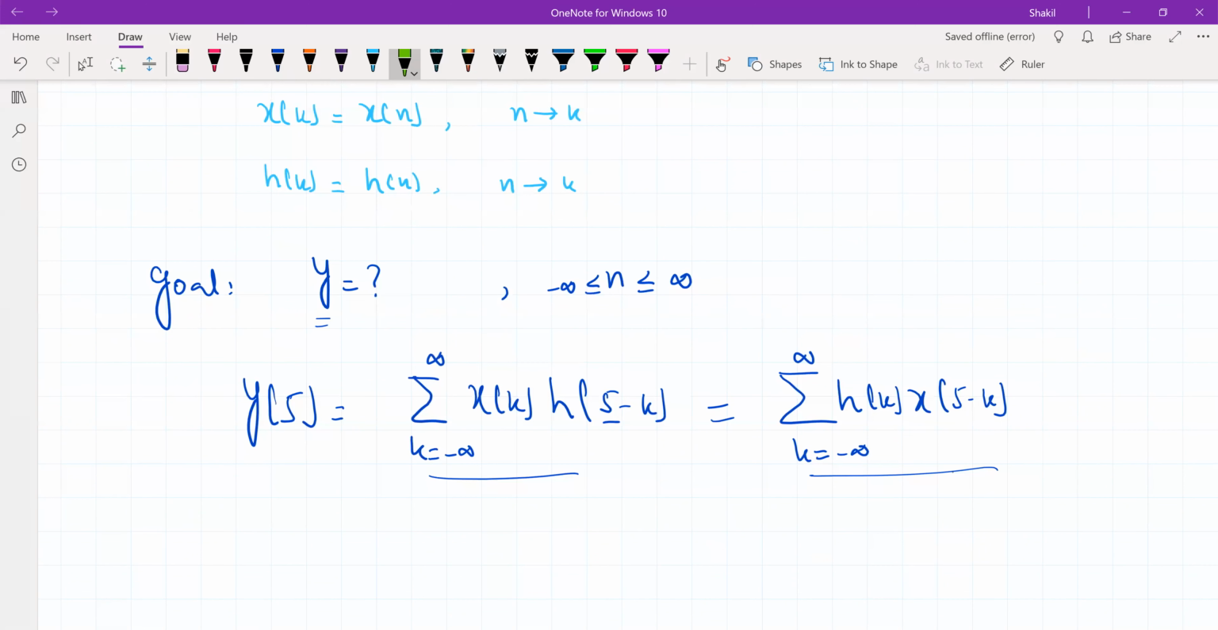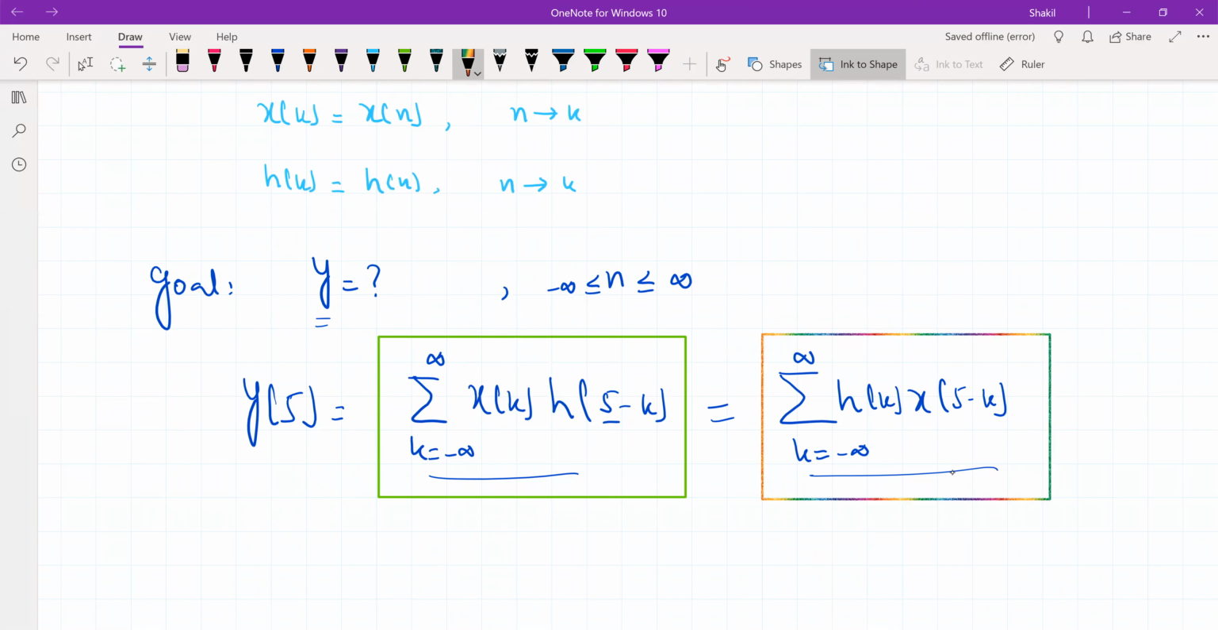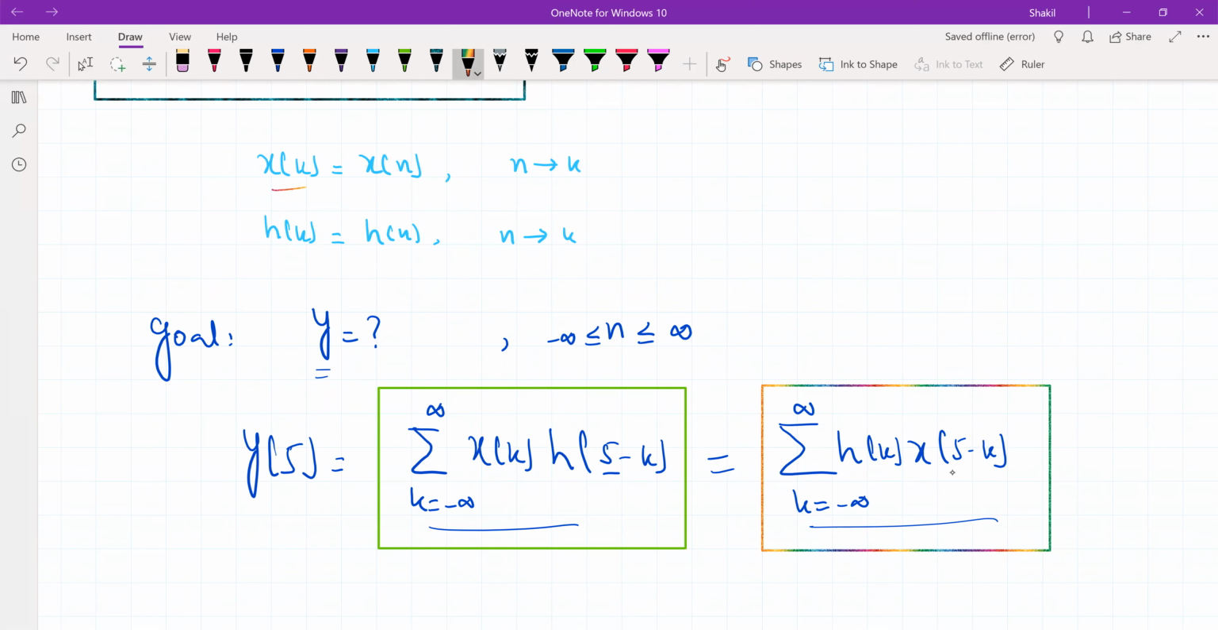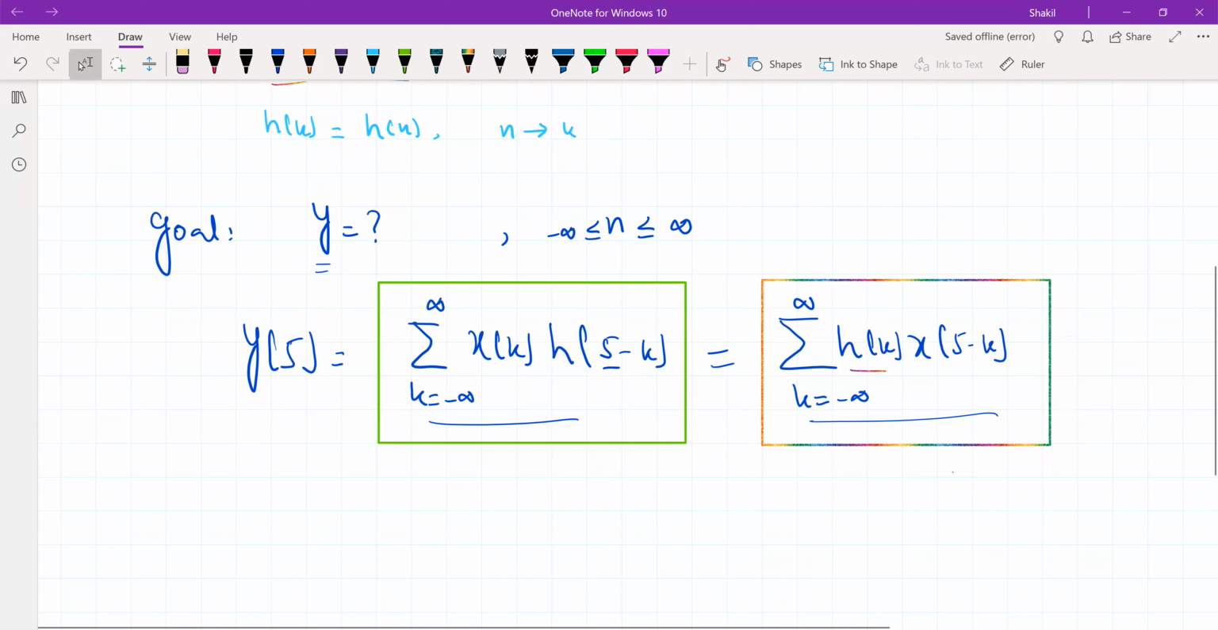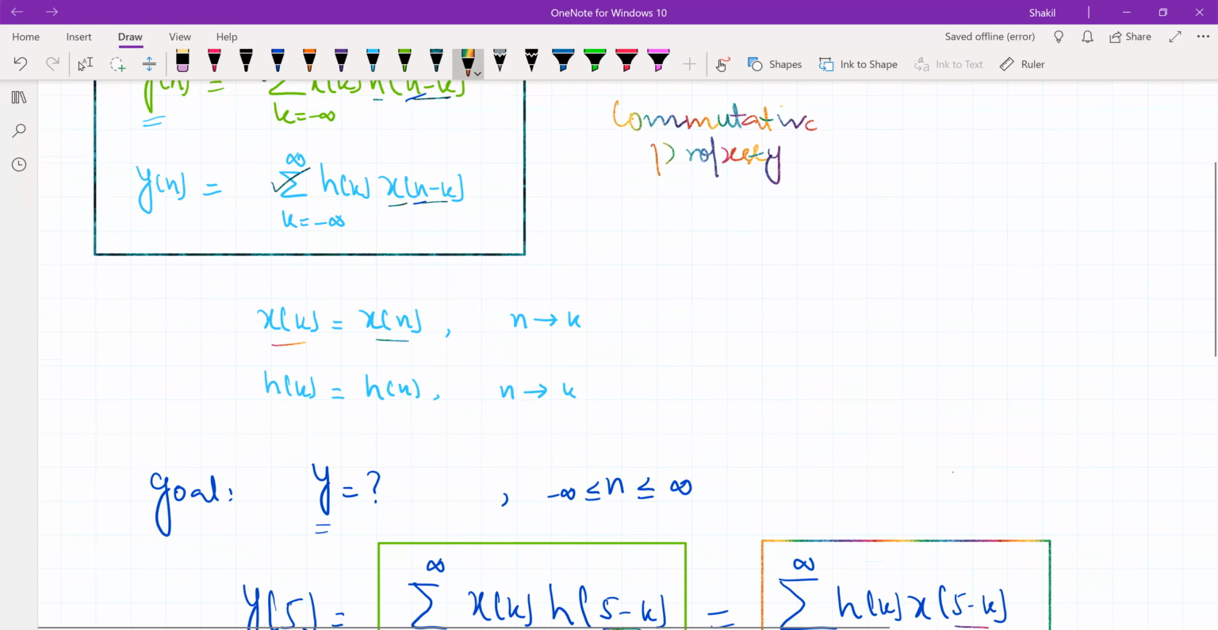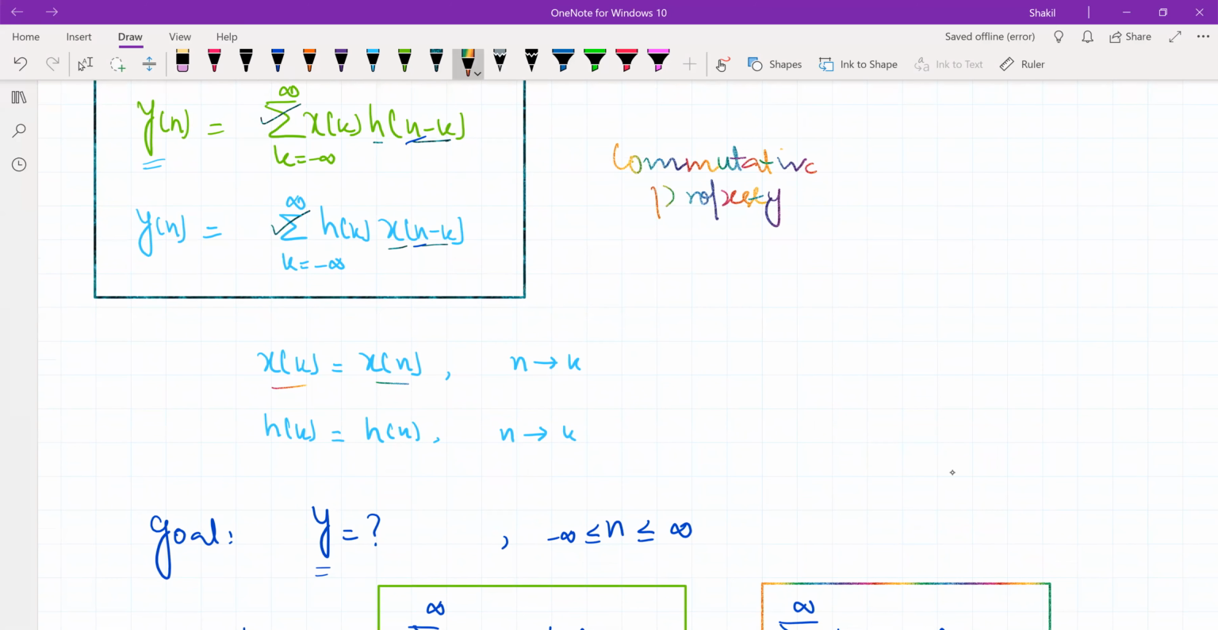All right. Now have a look at this. You can see the variable in these summations is not n, but k. So the variable in these two summations is k instead of n. And what's the difference between k and n? In x of k, k is the same as n, meaning we replace n by k, and similarly in the h sequence we replace n by k. Now what is this 5 minus k, in h of 5 minus k and x of 5 minus k? Or simply, in general, what is this x of n minus k? What's this operation?